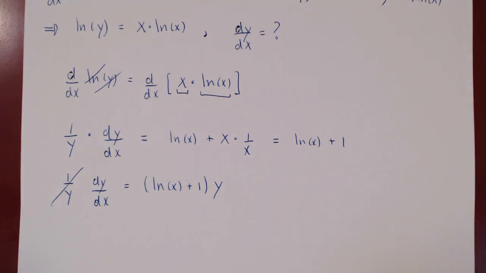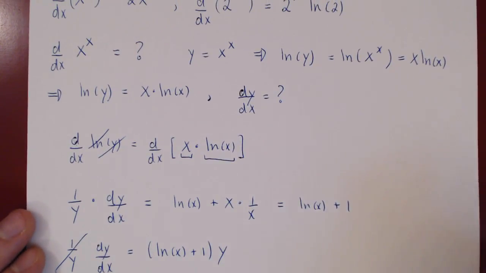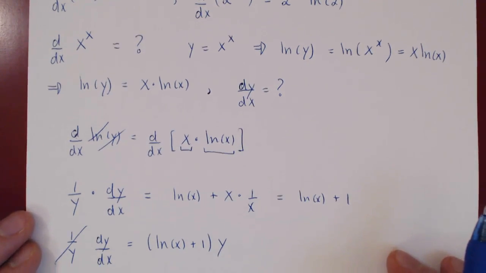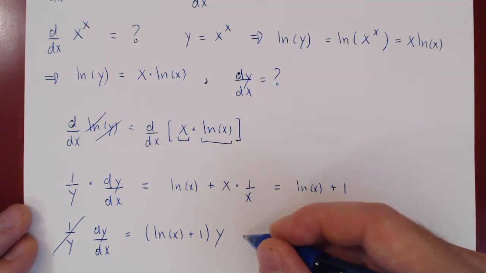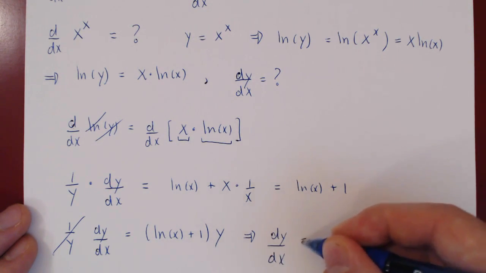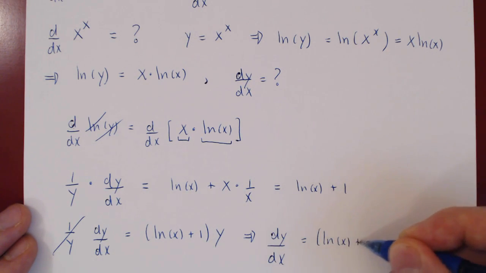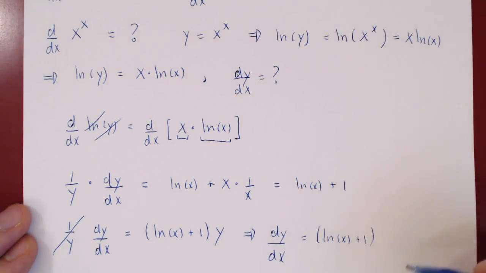The question is, can we find the derivative as a function of x only? Well, if you remember, y was x to the x. So we can replace now y in here by x to the x, and so the derivative dy over dx is ln of x plus 1 times y, and y, as we've just stated, is x to the x, so times x to the x.